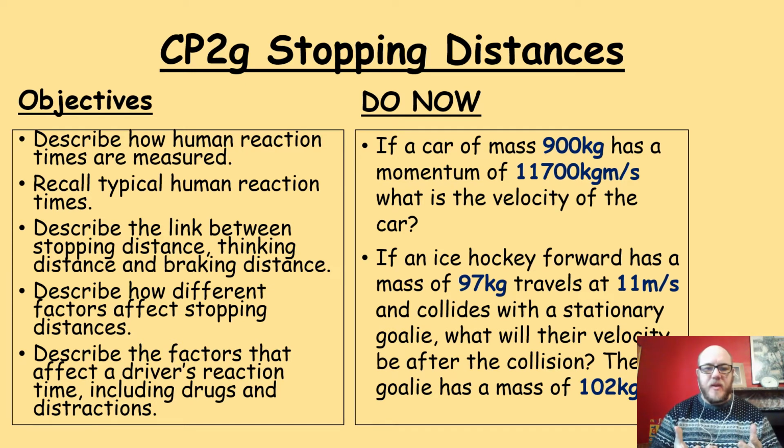So in this lesson, we're going to be looking at human reaction times and how we can measure them. And I've got a little experiment for you to do if you've got somebody else around to help you. We're going to look at what the typical human reaction times are and why that makes a difference to safe driving on the roads. We're going to be looking at the link between stopping distance, thinking distance, and braking distance, and what all of these factors mean, and the different factors that affect them.